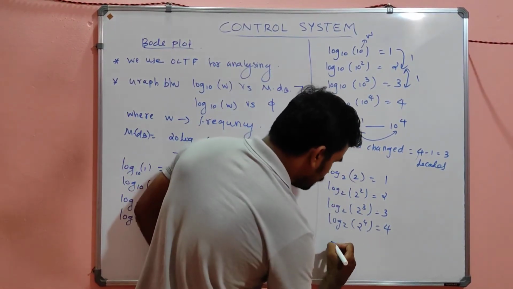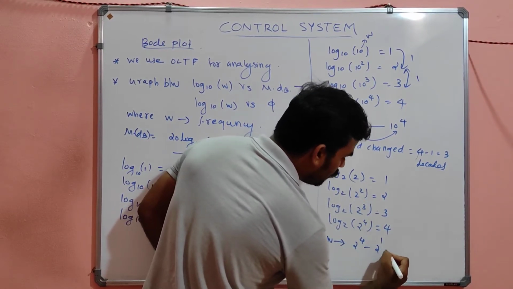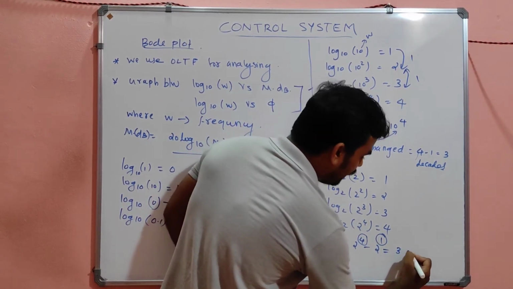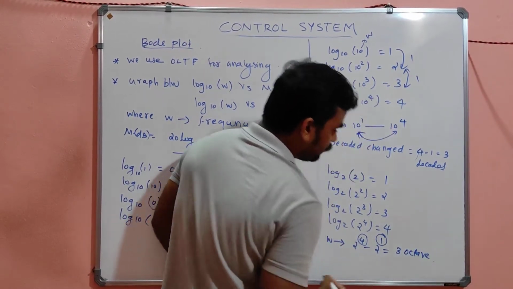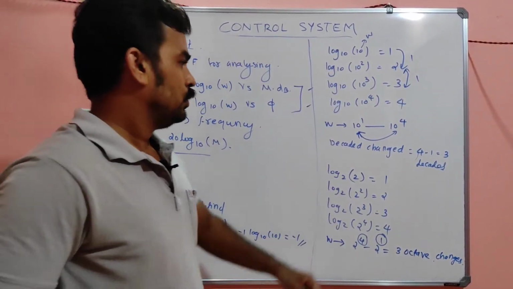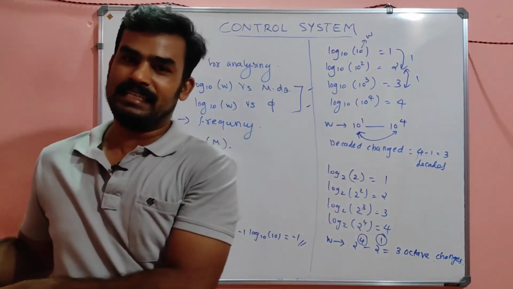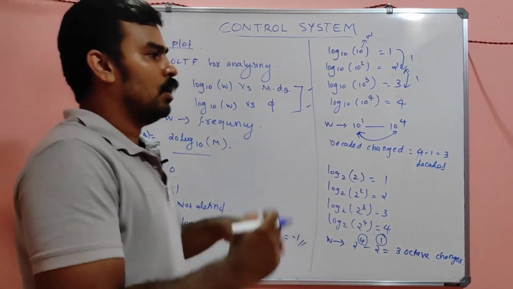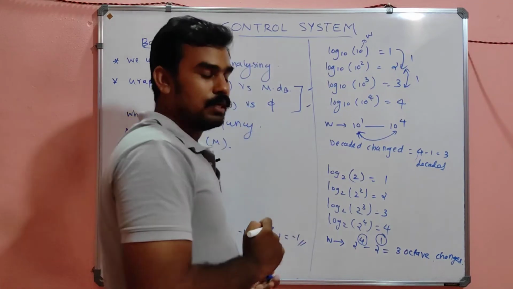So tell me, when omega changes from 2 raised to 1 to 2 raised to 4, how many octaves did you change? Simply 4 minus 1, which is 3. Not decades, now it is called octaves: 3 octave changes. So when log base 10 is the basis, you say decade changes. When you take log base 2, then you say octave change. Normally we take log base 10 because that is very easy.